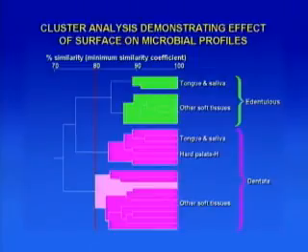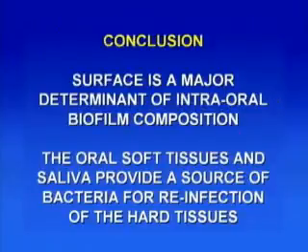But what is interesting is that there's absolutely no crossover between the profiles of the edentulous and the dentate individuals. So we can conclude from this part of the talk that surface is a major determinant of intraoral biofilm composition, and the oral soft tissues and saliva provide a source of bacteria for colonization and reinfection of the hard tissues. It also works in the other direction also.